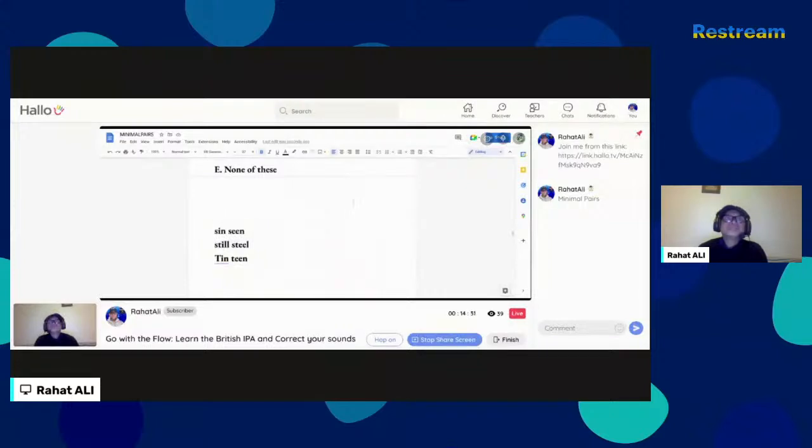So sin, seen, still, steal, tin, tame. So once again, guys, we're watching this class lesson where today's discussion topic is this part, because we have one hour lessons. In the first part we discuss the sounds, and in the second part we change the topic. Bear in mind that it's important for you as an English learner to find out once again the different sounds.